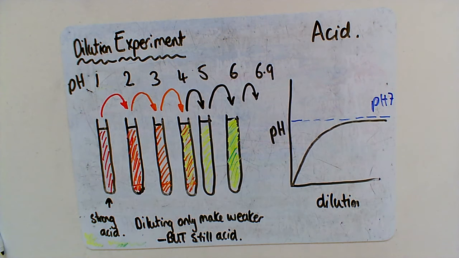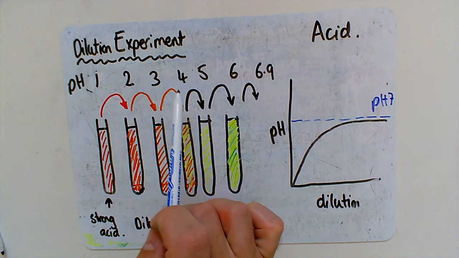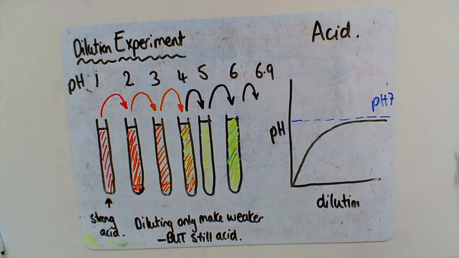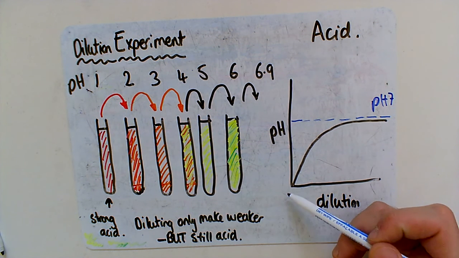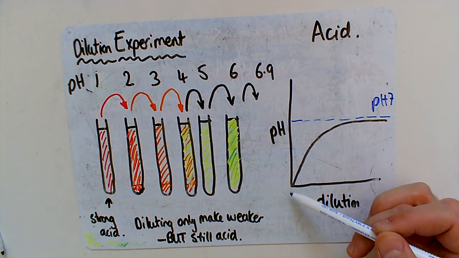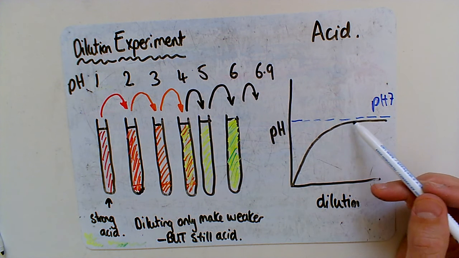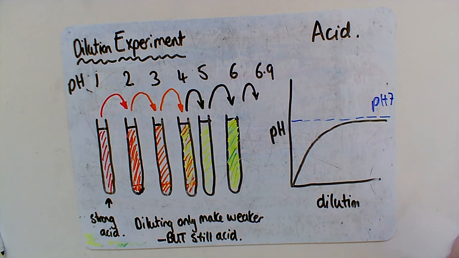So when we dilute an acid, what's happening is that the amount of H plus ions is getting less, and what that does is it makes the pH go up each time. But we can never get to 7 because diluting makes it weaker, but it's still an acid. And so we start at the pH low. It could start at 0, could start at 1. It goes up and then gets a flat line just below 7.